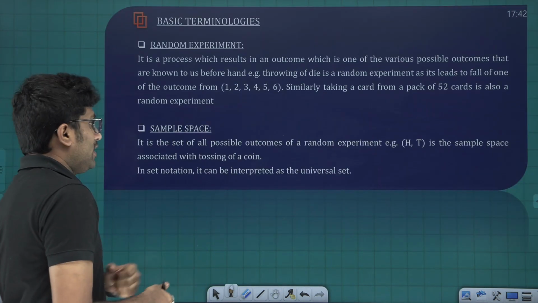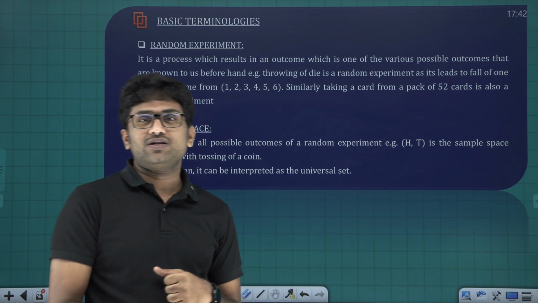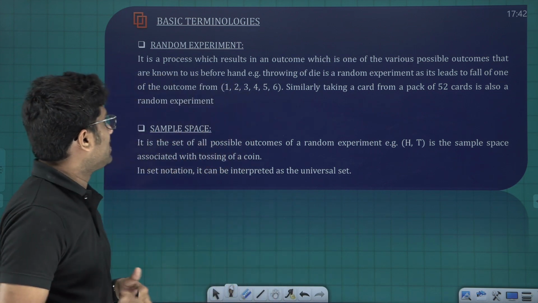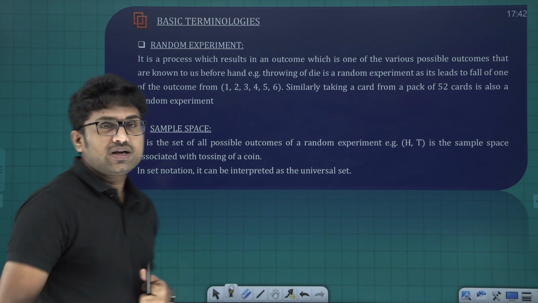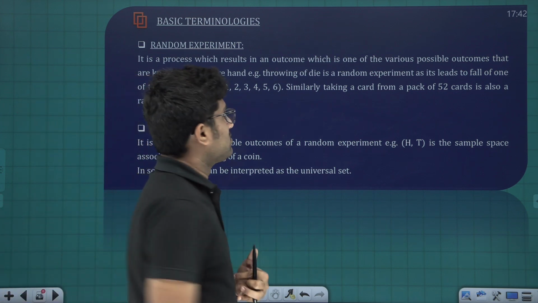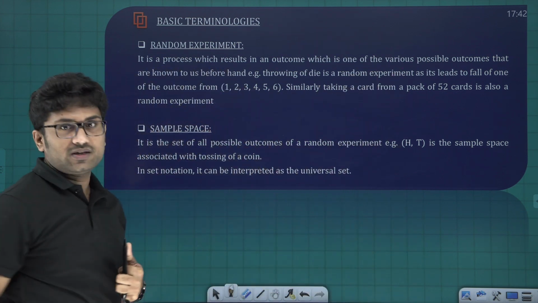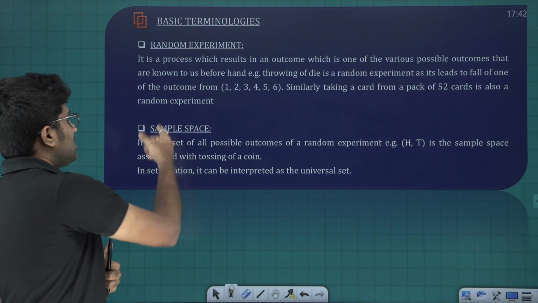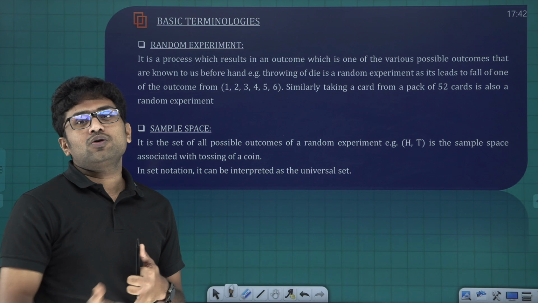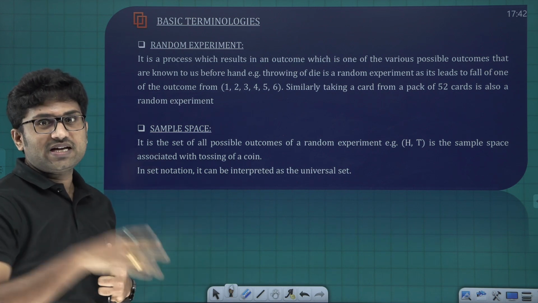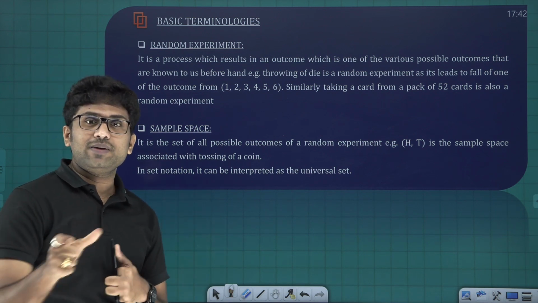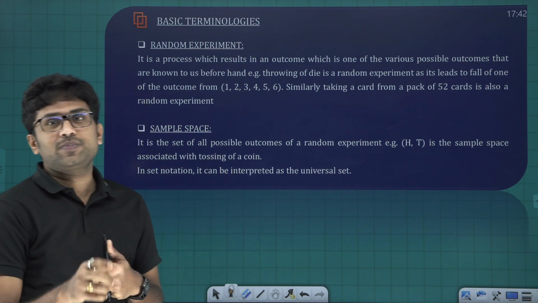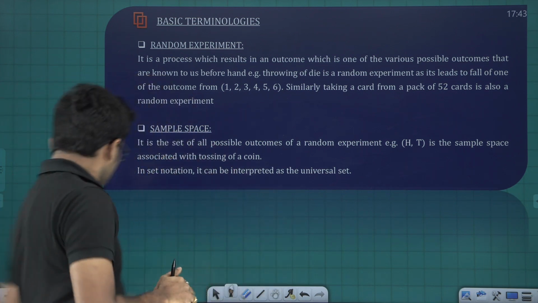Now coming to probability, friends, first we'll go with basic terminologies or basic definitions from probability, starting with random experiment. We know what a random experiment is. A random experiment is an experiment which results in outcomes that are known to us beforehand. Throwing a dice and tossing a coin are random experiments. Sample space means the set of all possible outcomes of a random experiment. The set of H comma T is the sample space when we toss a coin. The set of 1, 2, 3, 4, 5, 6 is the sample space when we throw a dice.